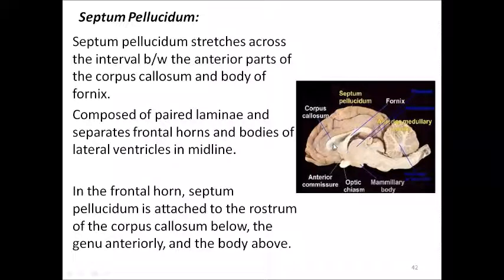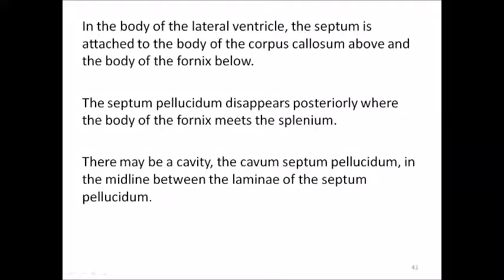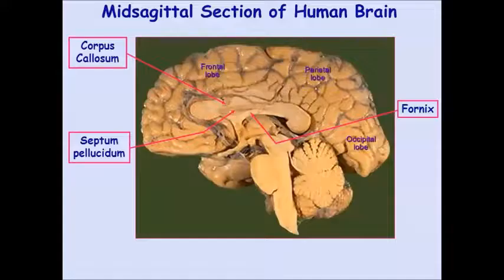In the frontal horn, the septum pellucidum is attached to the rostrum of the corpus callosum below, the genu anteriorly, and the body above. In the body of the lateral ventricle, the septum is attached to the body of the corpus callosum, as we discussed before, and the septum pellucidum disappears posteriorly where the body of the fornix meets the splenium. There may be a cavity, the cavum septum pellucidum, in the midline between the laminae of the septum pellucidum.